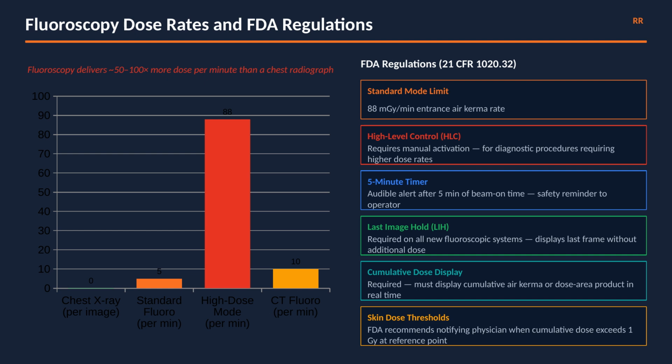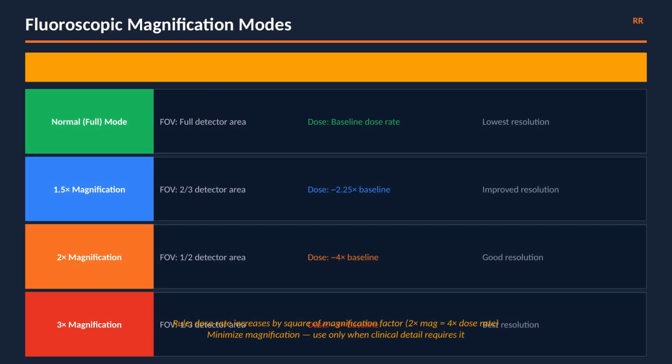5-minute audible timer, an alert sounds after 5 minutes of cumulative beam-on time, reminding the operator to document and consider dose management. Last image hold, LIH, required on all new fluoroscopic systems. Displays the last acquired frame after the beam is turned off, eliminating beam-on time for all review and planning activities. Cumulative dose display, the system must display fluoroscopic dose.